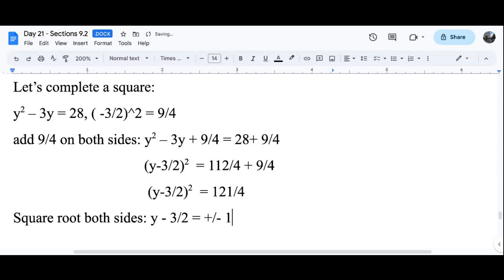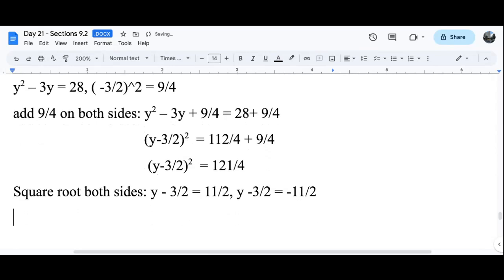Positive and negative. Square root of 121 is 11. Square root of 4 is 2. Right. We get y minus 3 over 2 equals positive and negative 11 over 2. This means two equations. If this is confusing, that means this. That means y minus 3 over 2 equals negative 11 over 2. So we get two equations, because a negative number squared is also positive. So when we square root, we'll always get a positive number and a negative number.